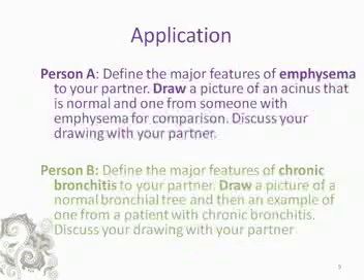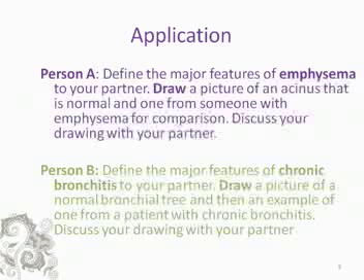Okay, application time for this lecture. What I would like you to do is either team up with your class partner or your study partner. And person A, you can do this activity on your own. I think it's more advantageous if you take the time to do it with a study partner. Person A is going to define the major features of emphysema. You're going to draw a picture of an acinus that's normal and contrast it from one that has emphysema for comparison. And then discuss your drawings with your partner. You should be able to explain what's going on with an emphysema patient.